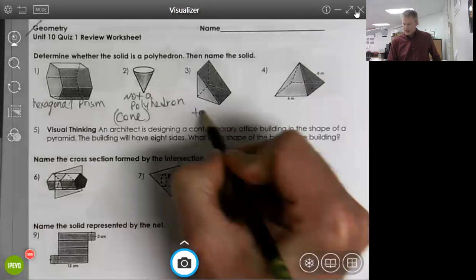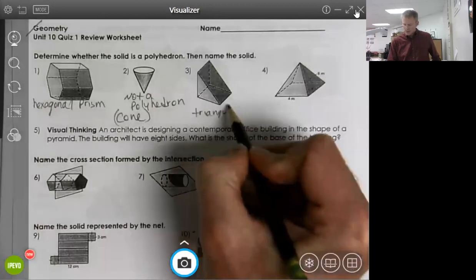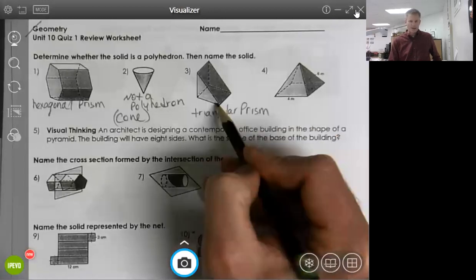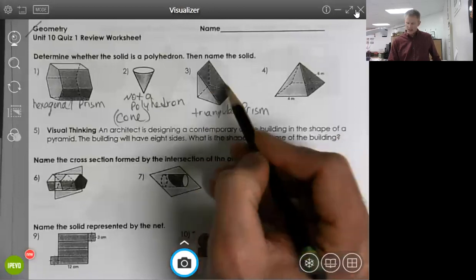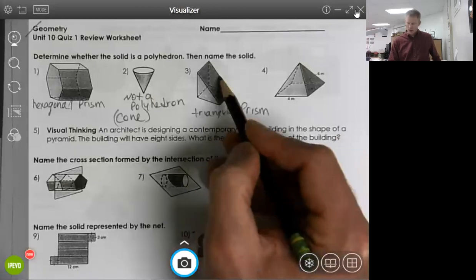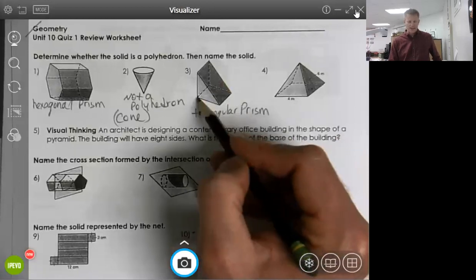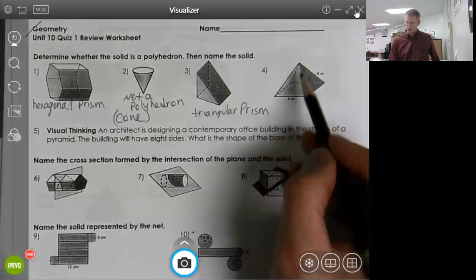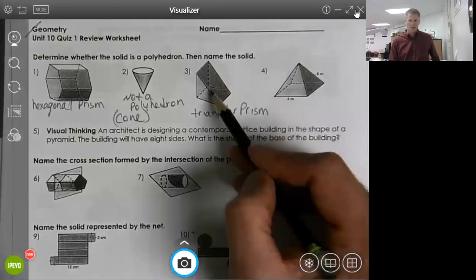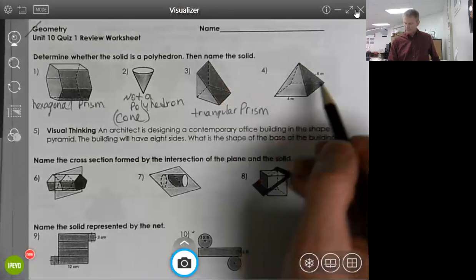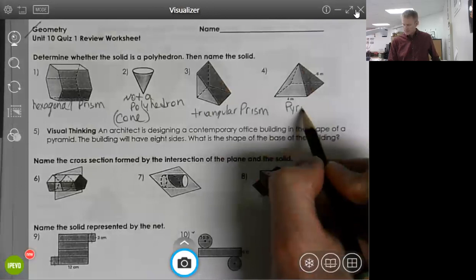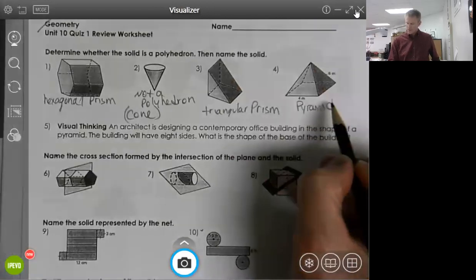This would be a triangular prism. Okay, we have a triangle, but the sides are rectangles. So you have 2 triangles, those are the bases. That's different than a pyramid. A pyramid has triangles, but the triangles are actually the sides. The triangles go to a single point. The triangle prism does not. We have a pyramid.